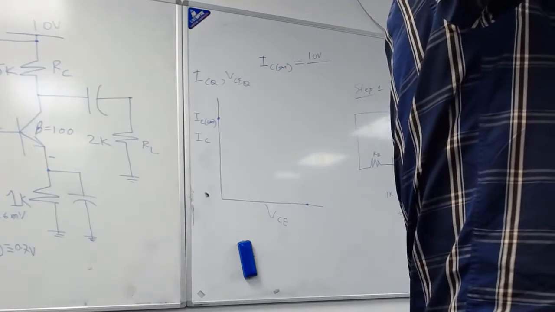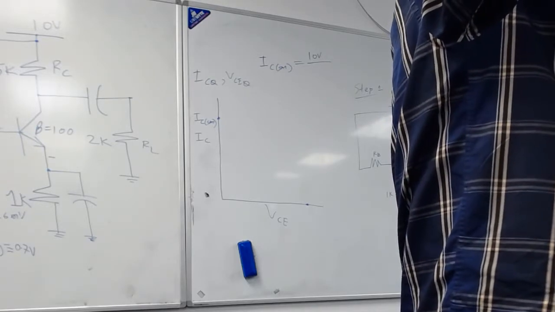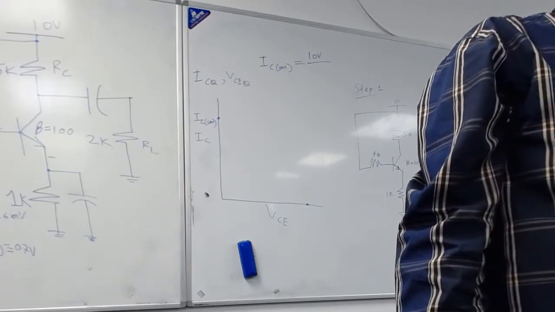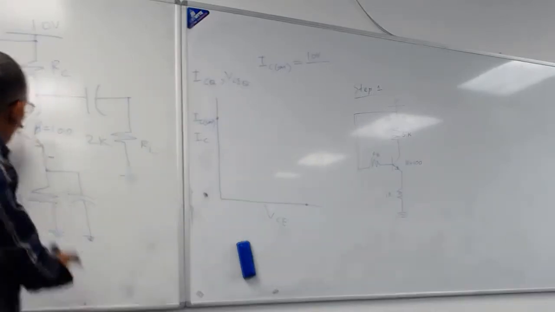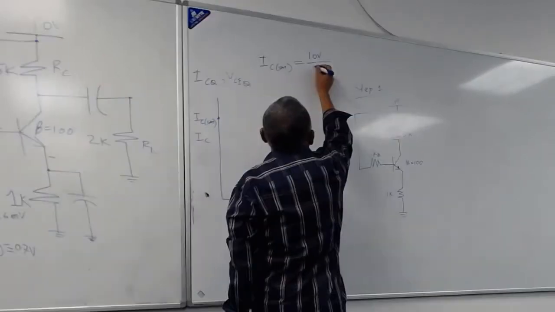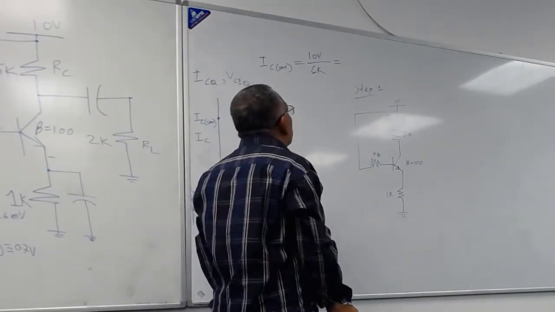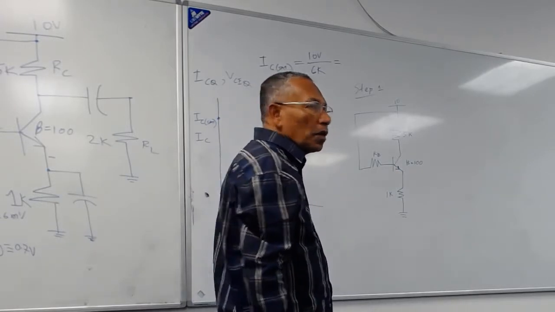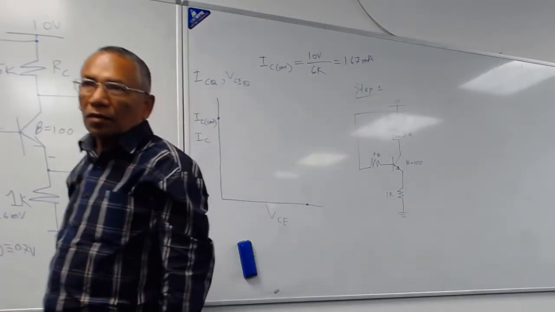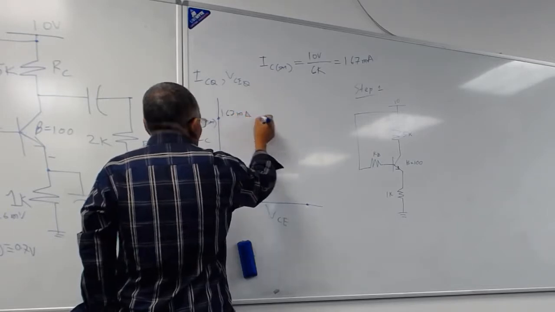10 volt divided by what? 6K. Very good. It won't be just 5K. 6K. You see, you have this plus this. When you turn the switch on, this is 0 volts, but you have one here, another one here. Both of them have to come into the picture. So this is divided by 6k. So this is how much? 1.67 milliampere. So this is 1.67 milliampere.